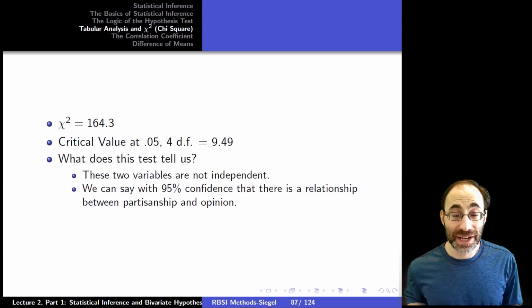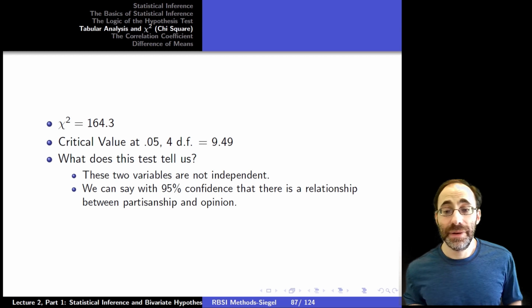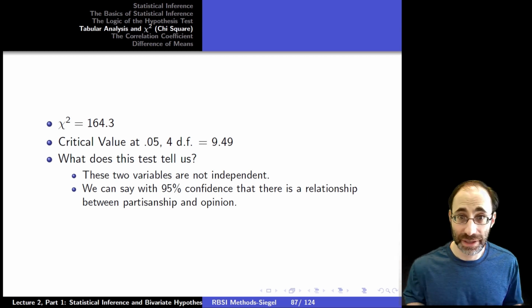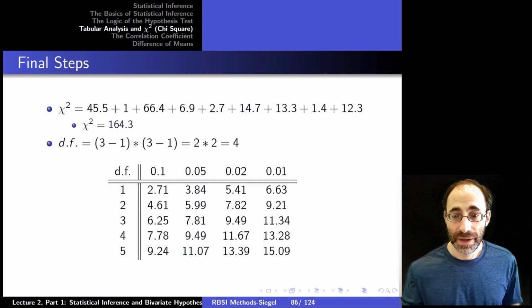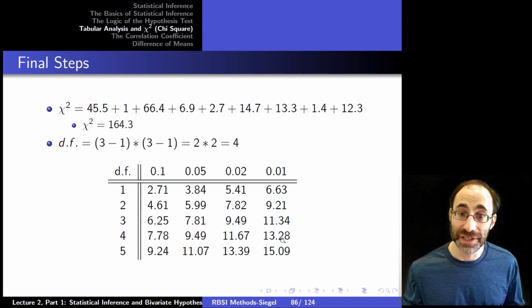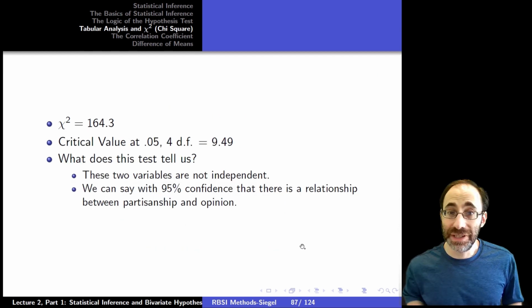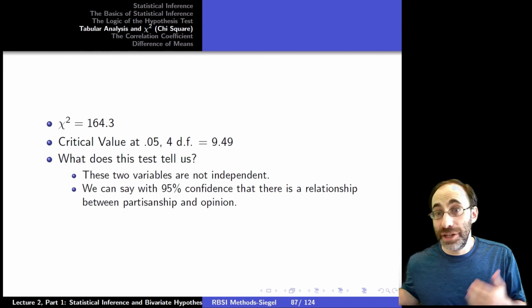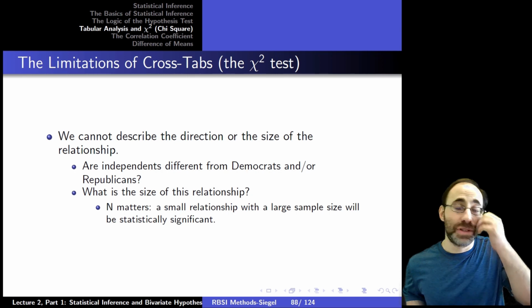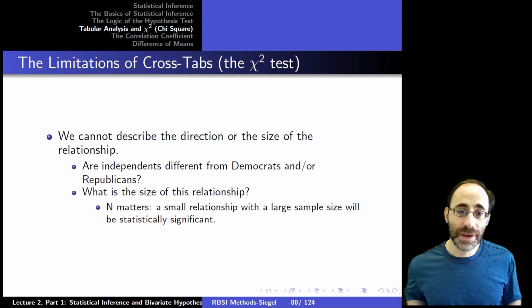With 95% confidence, actually much more than 95% confidence, we can say there's a relationship between partisanship and opinion on that question. In fact, you can see if you read over here, even at 99%, we're well over that. So we can say with high confidence that there's a relationship between partisanship and answers to that national security question. Okay, so that's what you get out of the chi-squared.